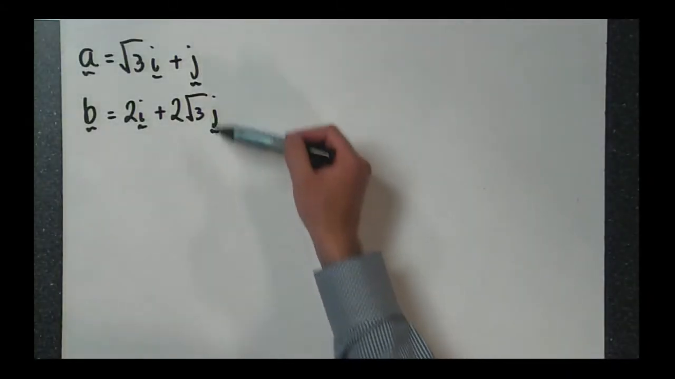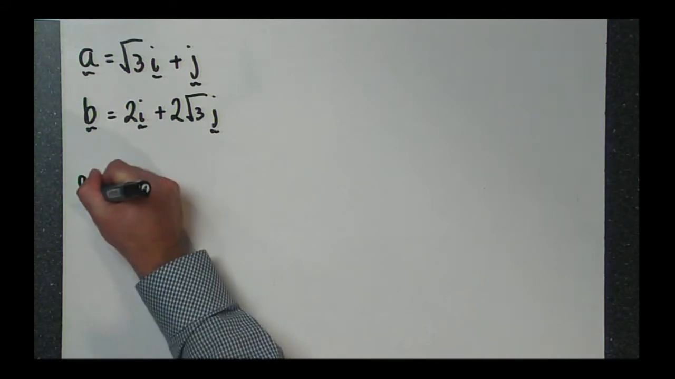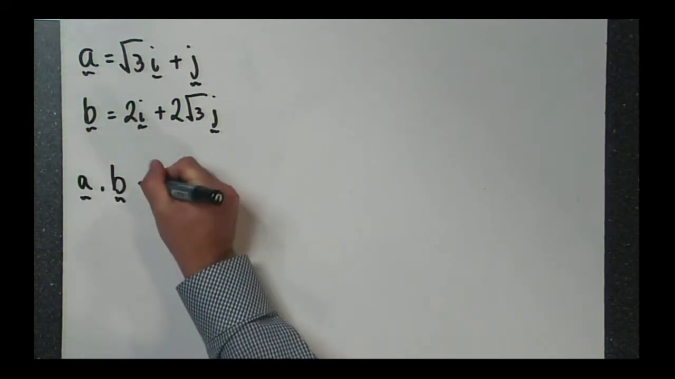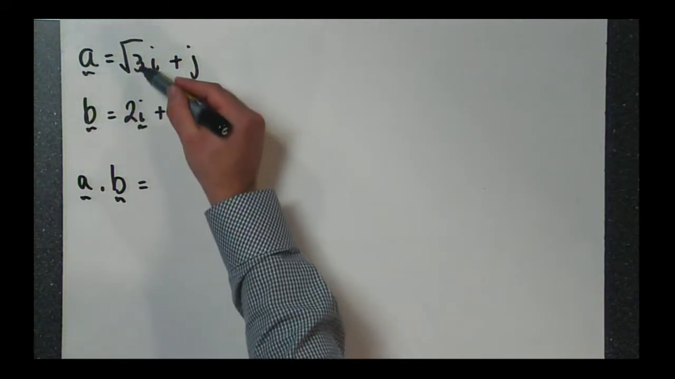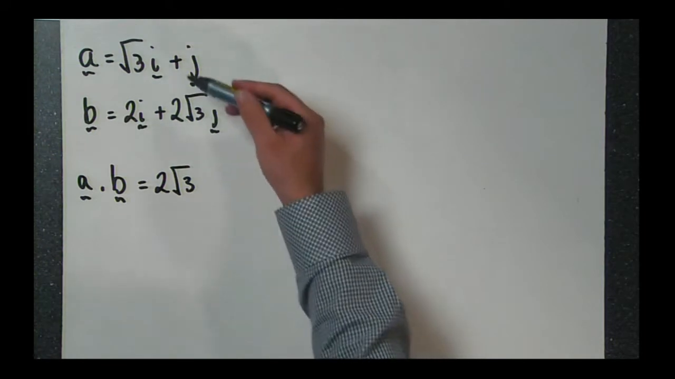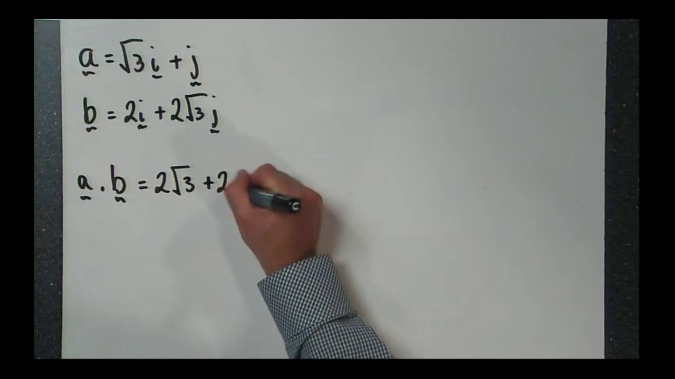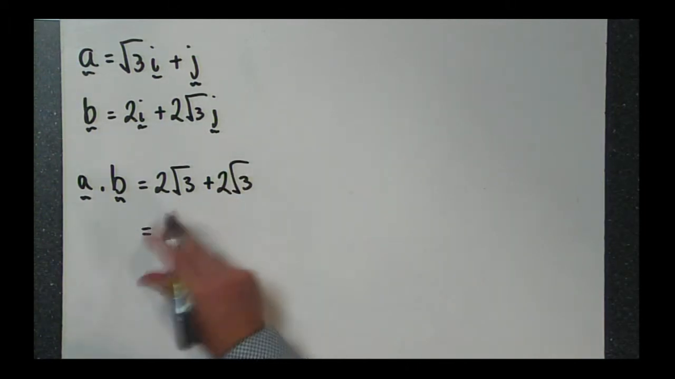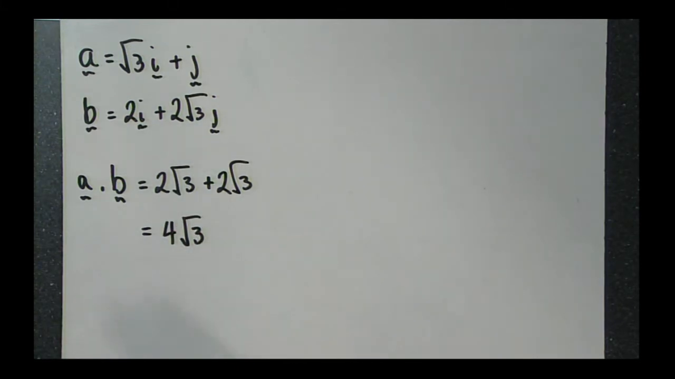For this example, we've got two vectors here, A and B, and we're going to find the angle between the two vectors using the dot product. So we can take the dot product between these, so A dot B is equal to, now if we multiply like components together, so I've got root 3 multiplied by 2, I'm going to write that as 2 root 3, and then adding these two components, so 1 times 2 root 3, so add them both up, 2 root 3, 2 root 3, how many root 3's do I have? I have 4 root 3.